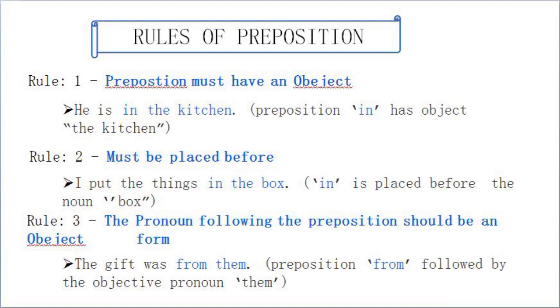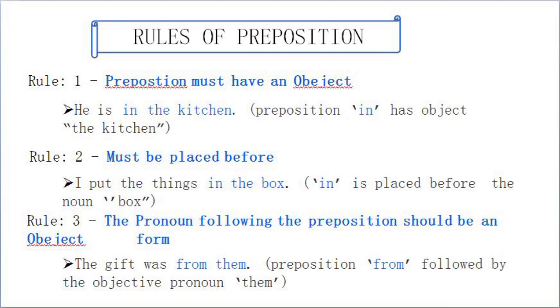Rule number 1, a preposition must have an object. Let's consider a sentence that doesn't have an object, such as "he is in," right? If the sentence ends with the preposition word "in," we should not consider "in" as a preposition. It will become an adverb. So the sentence should contain the object format. So this is the first rule.